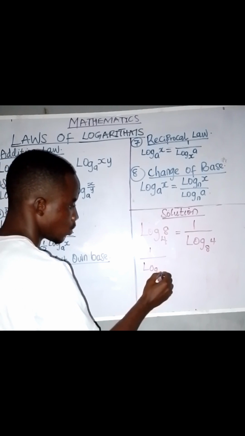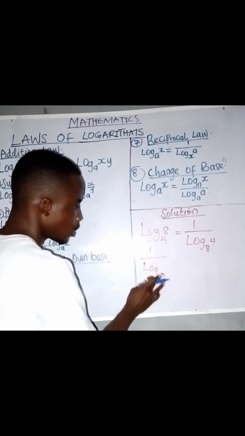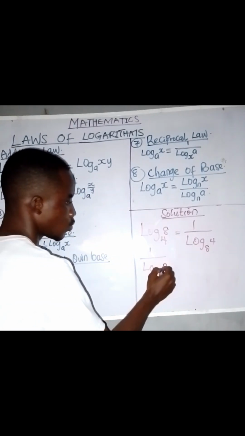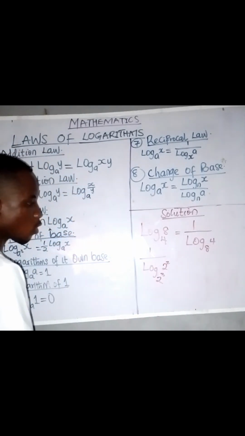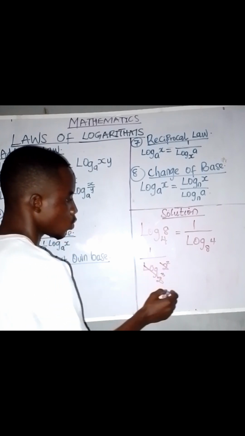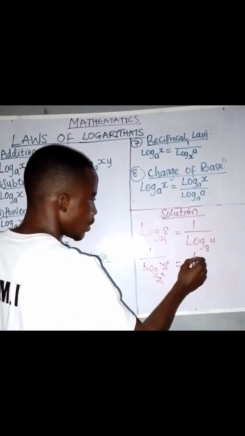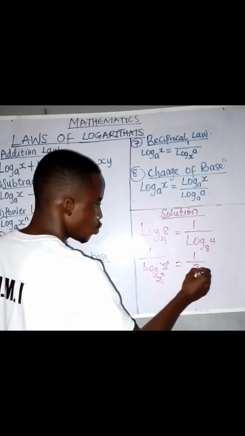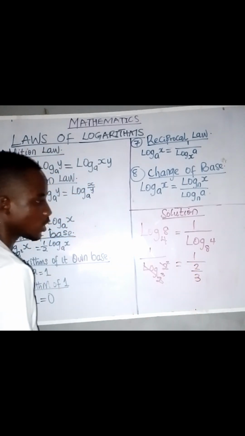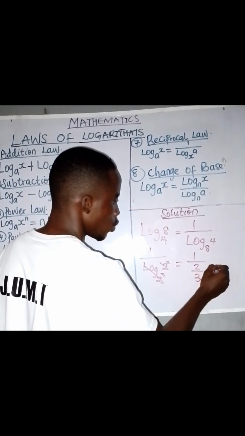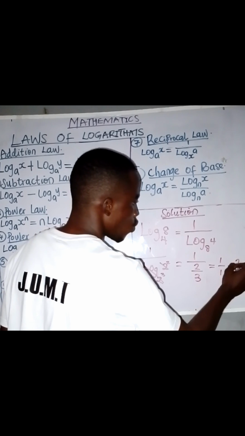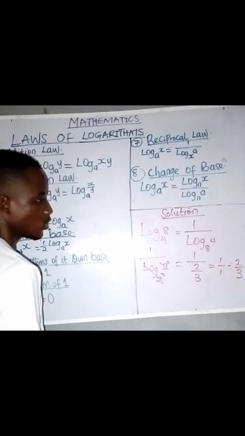I can say this 8 is 2 raised to power 3, that is 2 times 2 times 2. Then this 4 becomes 2 raised to power 2. So I made them the same, and I can easily remove the 2s. So I'm left with 1 over 2 over 3, which is the same thing as 1 divided by 2 over 3. For those that don't understand.